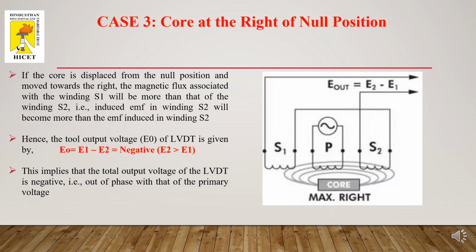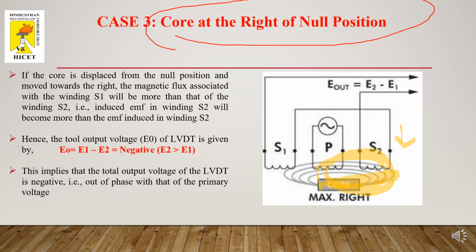Let us look into case 3. So when you get into case 3, the core is at right of null position. So when a core is at right of a null position, what happens now? We can see that the core is getting closer to this secondary winding S2, which obviously indicates that the air gap is reduced in this case, and the flux linkage is more with respect to that of the S2.